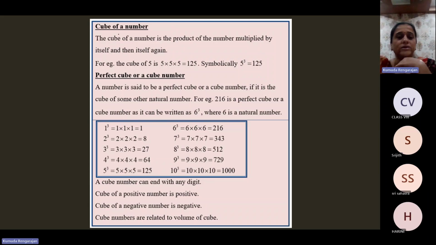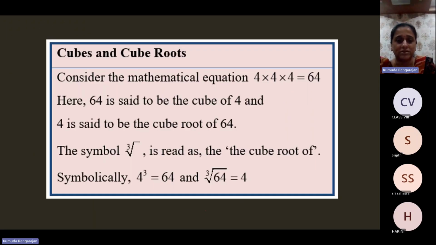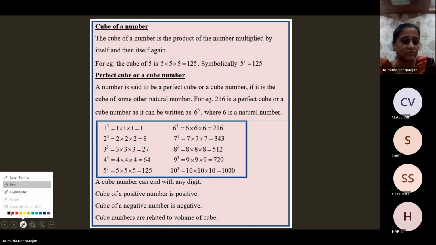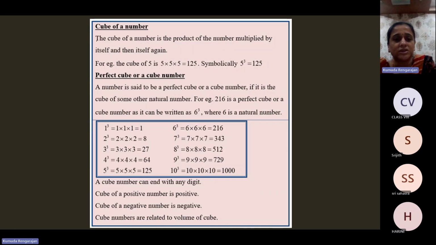Now let's read this one. Cube of a number. We understood what the cube of a number is using an example here. Now we'll see the definition. The cube of a number is the product of the number multiplied by itself and then itself again.